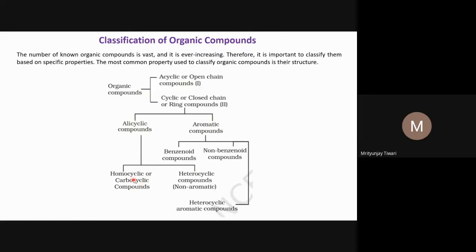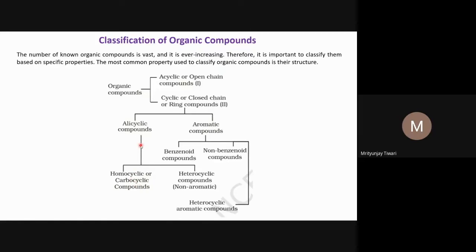Carbocyclic means that at each corner of the cycle there are carbon atoms, the same type of atom, and hydrogen atoms are attached to those carbon atoms. Such compounds are also called homocyclic, because in that cycle only one type of atom is there. So these are called homocyclic or carbocyclic compounds.